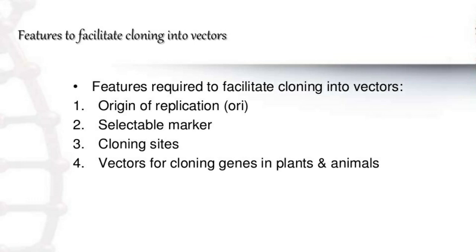Features required to facilitate cloning into vectors. First is the origin of replication. Second is the selectable marker. Third is cloning sites. And fourth, vectors for cloning genes in plants and animals.